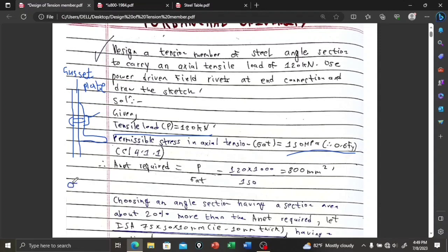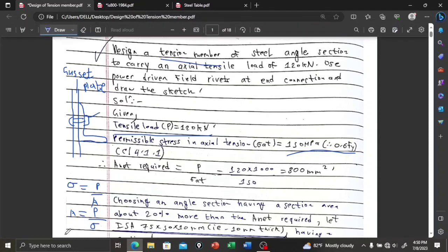Area required. From school we have learned that stress is equal to force divided by area. So rearranging, area is equal to force denoted by P divided by stress denoted by sigma, but in tension member you use AT, axial tension.